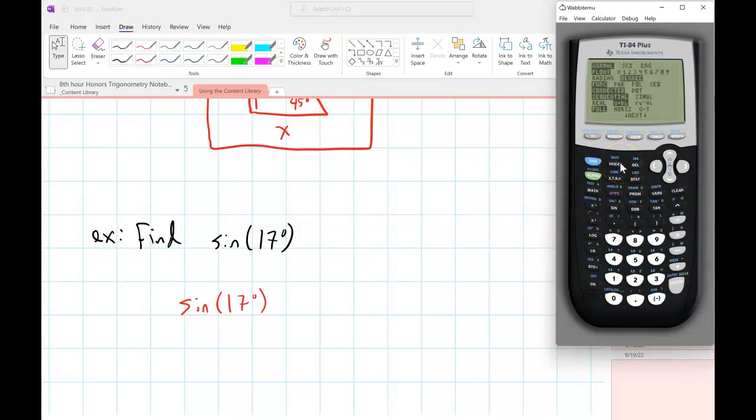To check the mode, we press the mode button right next to the blue second command. My calculator is already set in degrees. If yours wasn't in degrees, use your arrow buttons to move down until the degree is highlighted and press enter, and that'll stick highlighted. Once you're done with that, press second mode to return back to the main screen. Then we can just type sine of 17. So I get about 0.292.